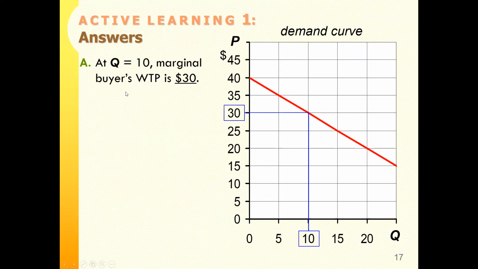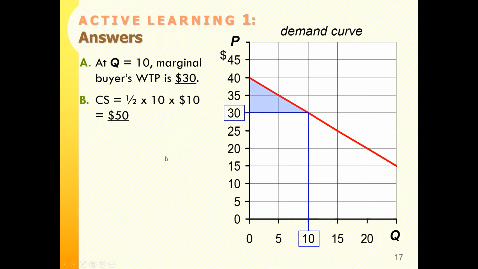So at quantity equal to 10, we realize that the marginal buyer's willingness to pay is 30. And we can find this by tracing from quantity 10 on the horizontal axis up to the point where it hits the demand curve. And then we read from the vertical axis what the price will be. And as we trace it up and hit the demand curve and read the corresponding price, we can see that the willingness to pay at that point is $30.